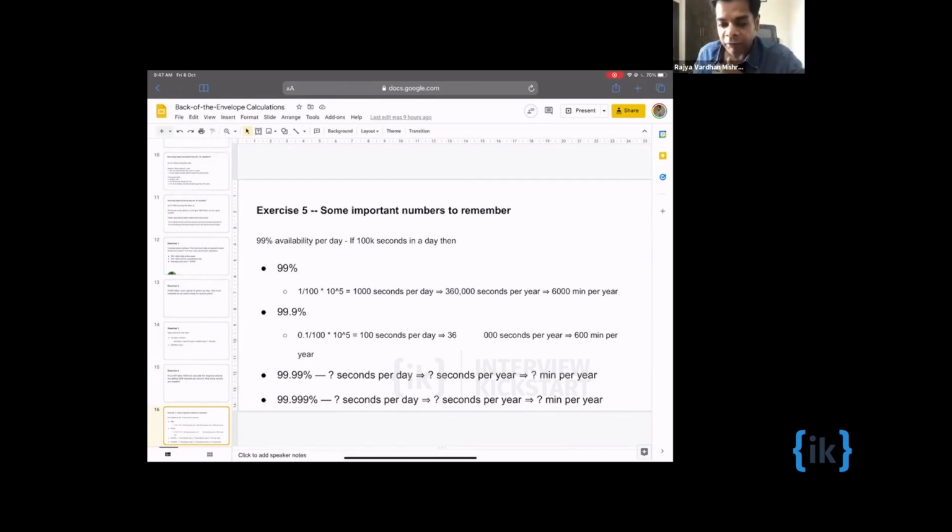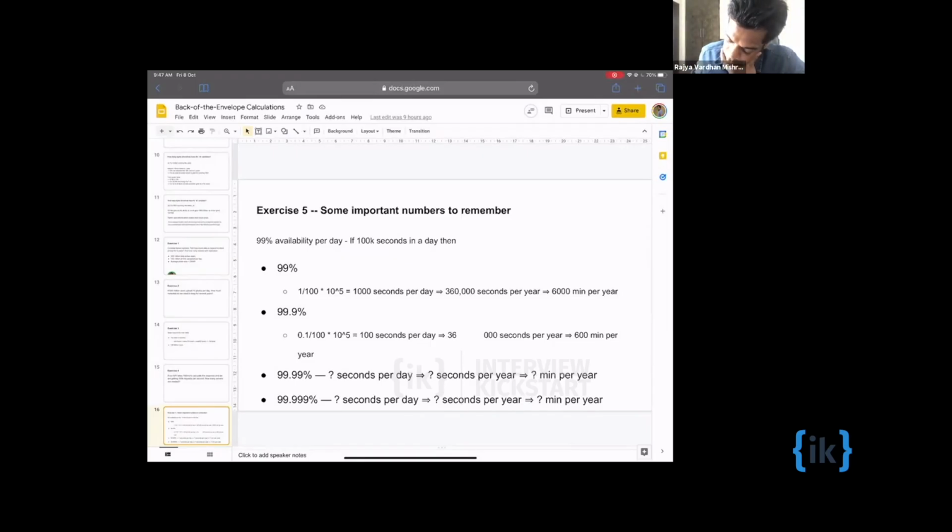So it is about the availability of your system per day. You probably know about the 2 nines, 3 nines, 4 nines, 5 nines of availability. And if you are an experienced backend engineer, there are very high chances that someone might be talking about it in your interview.